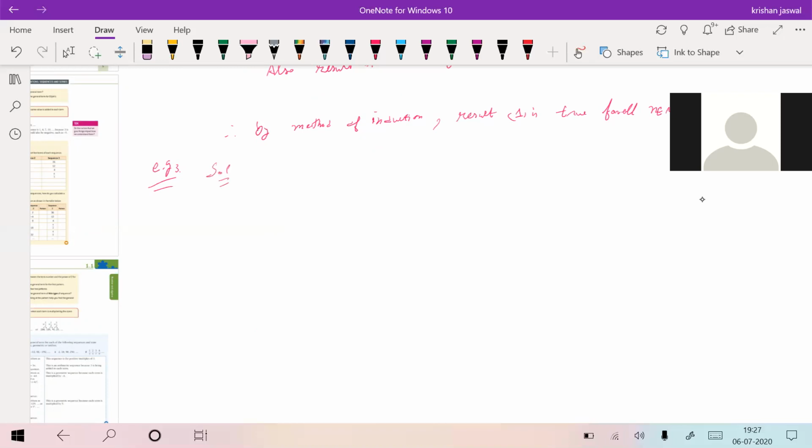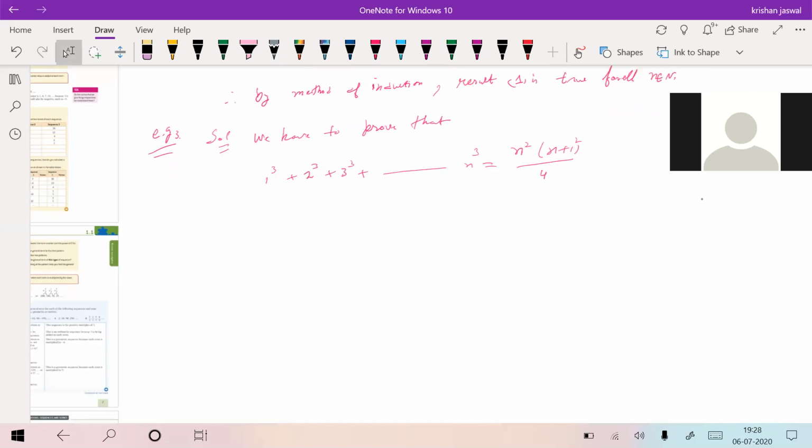Question: we have to prove that 1 cube plus 2 cube plus 3 cube so on n cube is equal to n square into n plus 1 whole square over 4. Now again the same steps.